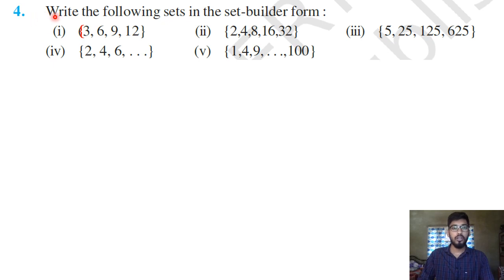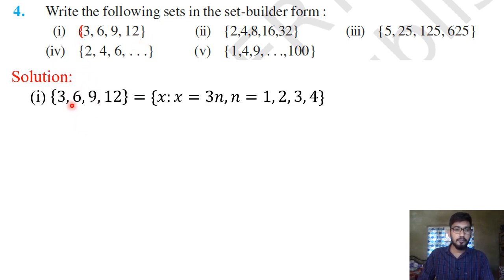Next question number 4, write the following sets in set builder form. Set builder form means we have to write a property which is satisfied by all the elements of the set. Number 1: 3, 6, 9, 12. These are all multiples of 3. So we can write this set in set builder form like this: x such that x equals 3n, multiple of 3, but n equals 1, 2, 3, 4.